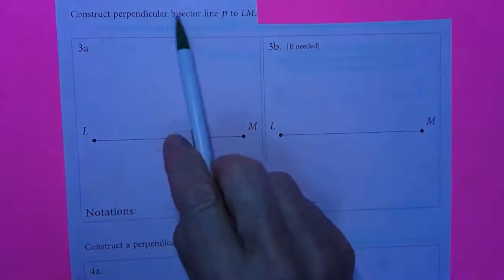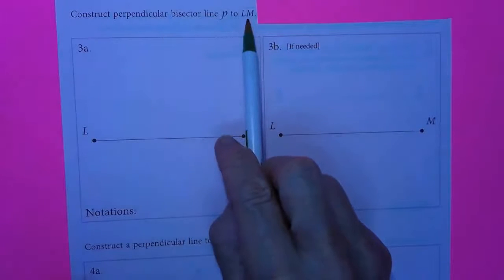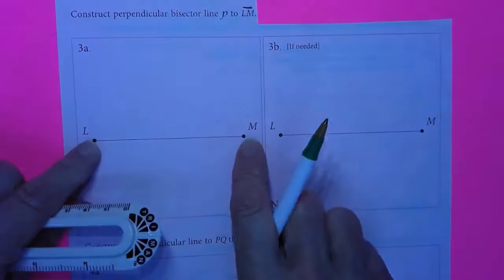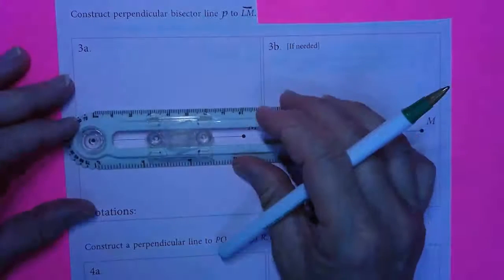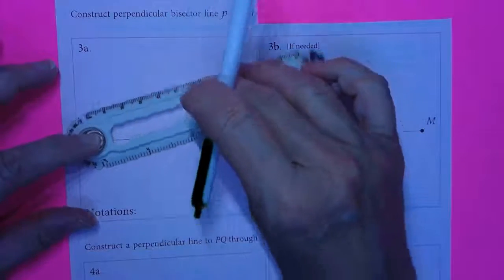Construct perpendicular bisector line P to segment L. I barely see the segment bar, but it is here. So here's segment LM. And if I want to take the bullseye that has the nub on it, place it over L here on the left, I'm going to draw a very large arc.